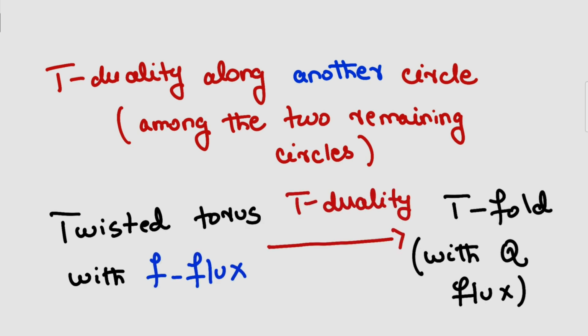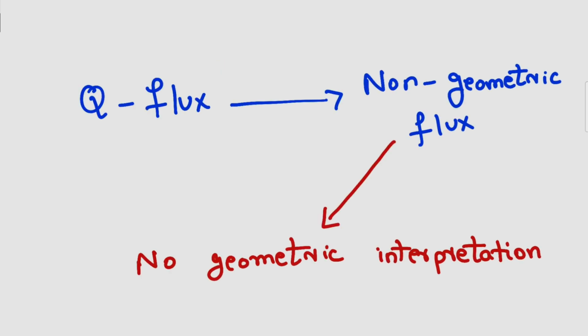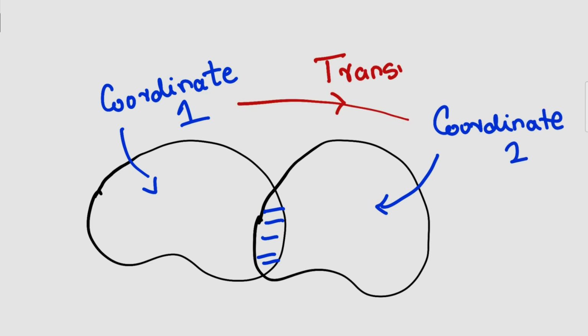T-fold is non-geometric according to definition D2 above, because we need T-duality transformations to make G, B, and phi well-defined here, but not according to D3, as it is T-dual to the twisted torus, which is geometric. The flux that a T-fold has is called the Q flux, and it is a non-geometric flux because it lacks a geometric interpretation. Requiring T-duality as transition functions is a thing that happens when two patches overlap.